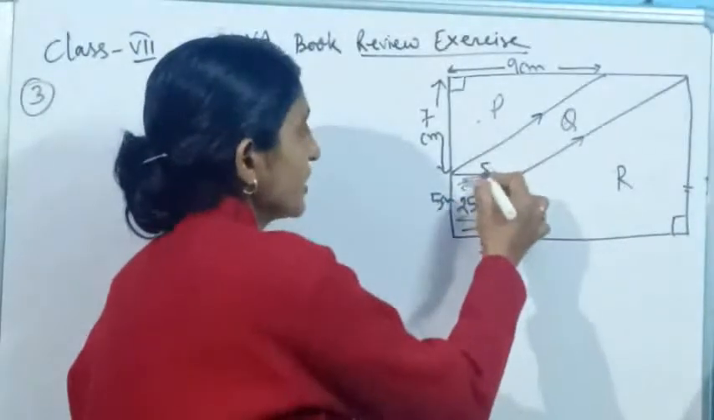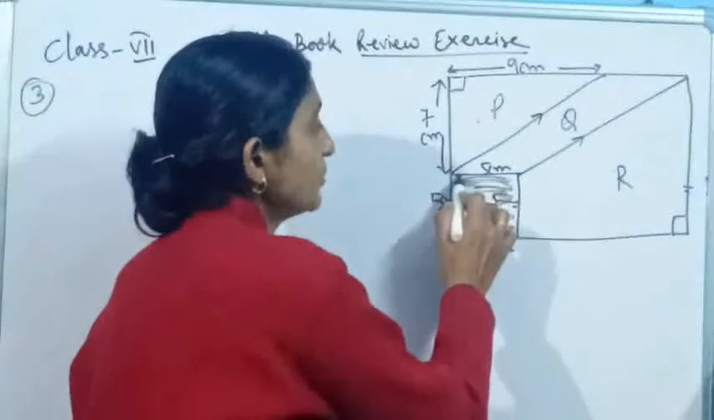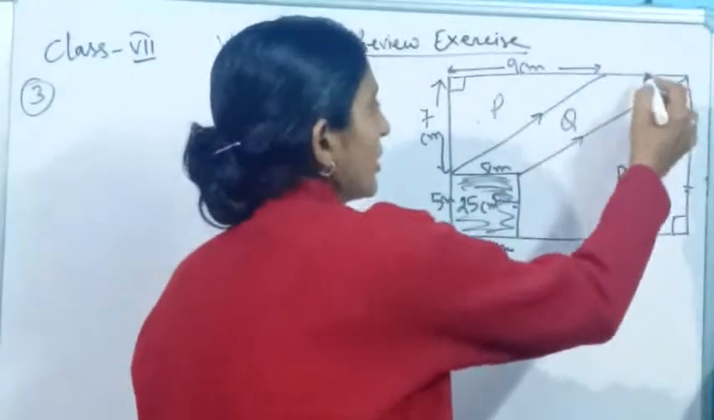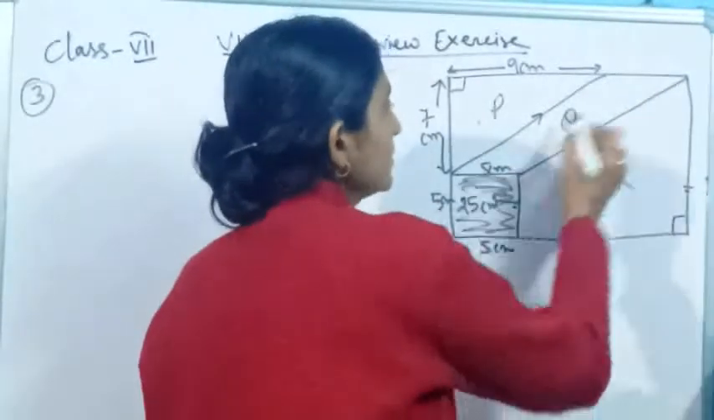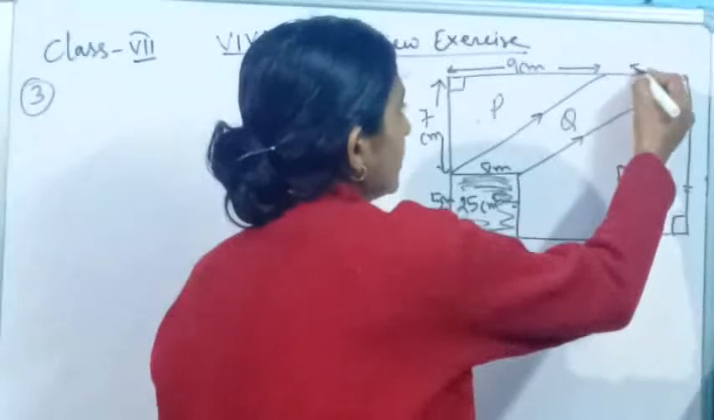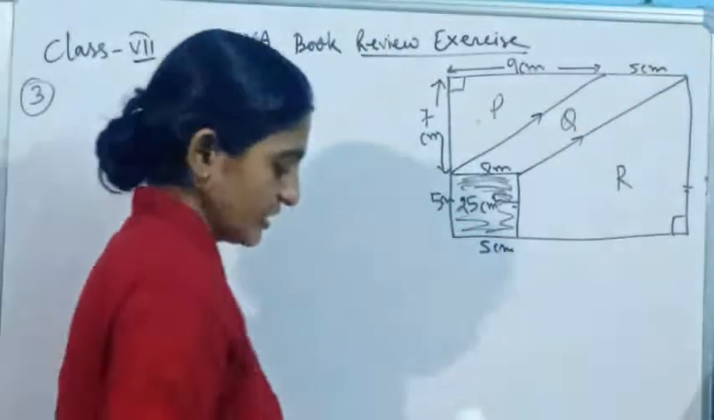Okay. So that side is also 5 centimeter. So if this is 5 centimeter and that is a parallelogram, so definitely whatever it is, that one also will be the same length. That is also 5 centimeter.